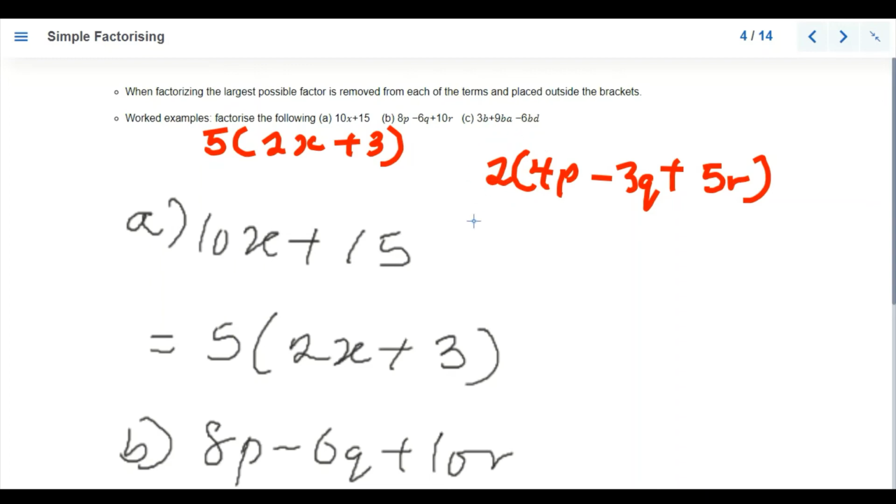Now, the third one, which is 3b plus 9ba minus 6bd. What is the common factor here? The common factor here is 3. 3 can go in 3, 3 can go in 9, 3 can go in 6. So we are bringing the factor 3 out.